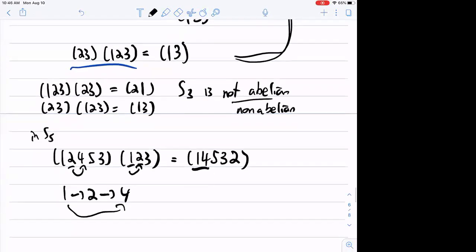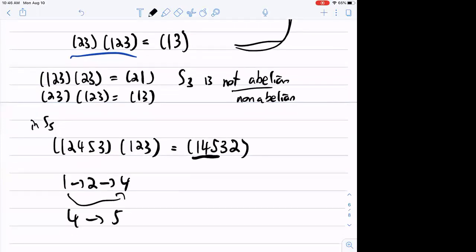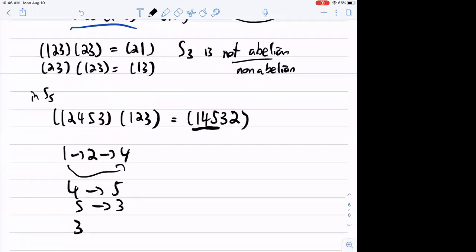Okay. And then you ask, where does 4 go? To 5. 4 goes to 5. So I have 4 to 5 here. And then you ask, where does 5 go? I think I understand. 5 goes to 3. And then you ask, where does 3 go? Well, 3 goes back to 1. And then 1 goes to 2. So 3 goes to 2. Okay. Yeah, and then I closed it because that's all.